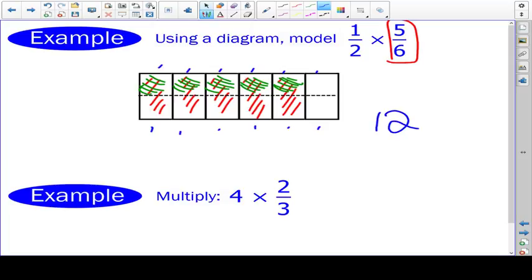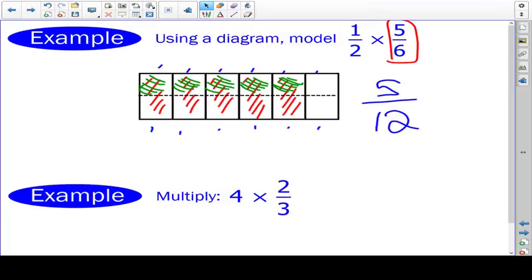And how many of them have we shaded both red and green? 1, 2, 3, 4, 5. So the answer is 5 out of 12. So 1/2 of 5/6 is 5/12. That is a fraction that cannot be simplified. There's no number that goes into 5 and 12.